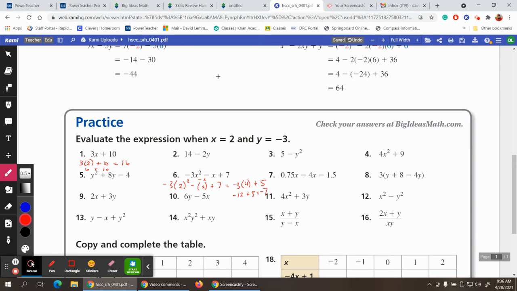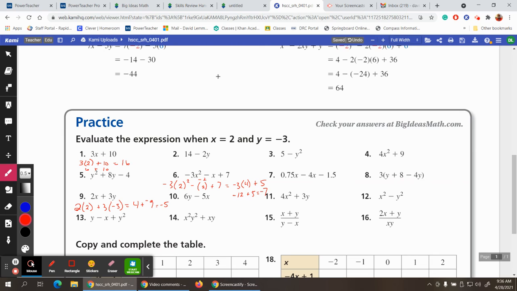All right, let's drop down and do one of these here. Let's do 9, right? That is 2 times 2 plus 3 times negative 3. That would be 4 plus negative 9, which is a negative 5.